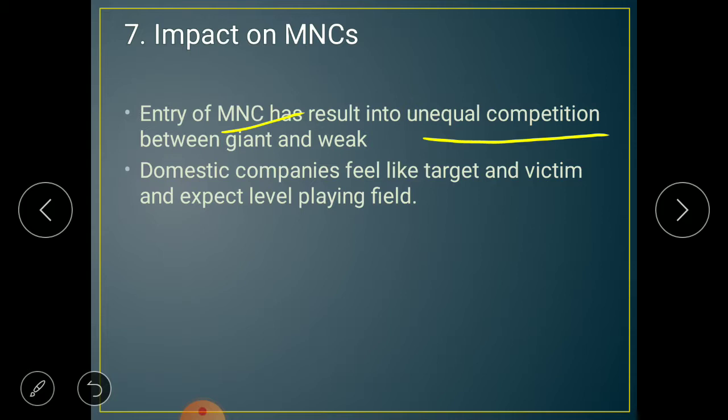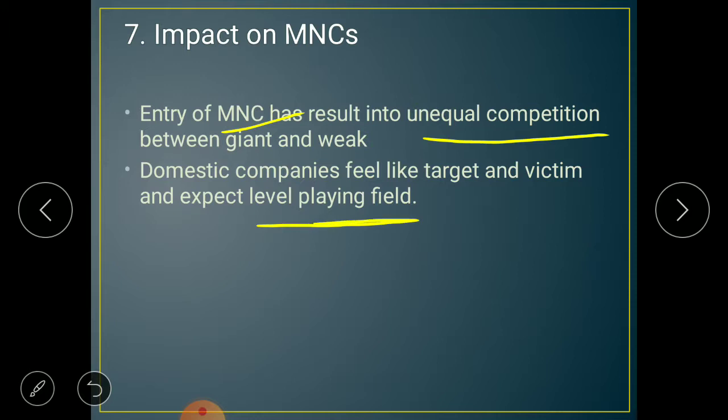Then domestic companies feel like targets and victims and expect a level playing field. Yes, definitely. When MNCs are all the time facing competition, the Indian industries feel that they are targeted. They are not given the opportunity to operate in the market. All the customers went to the MNCs and they are in a position to get shut down. So what do they expect? They expect a level playing field.